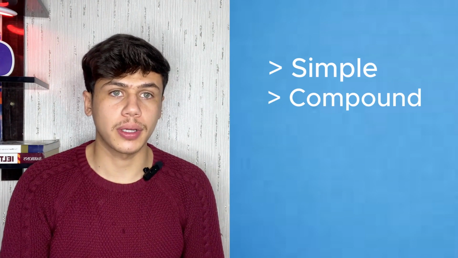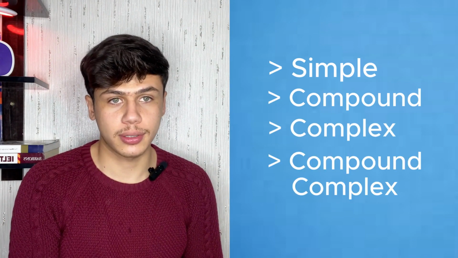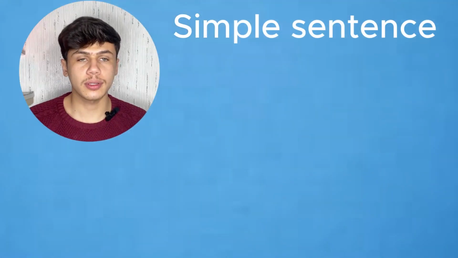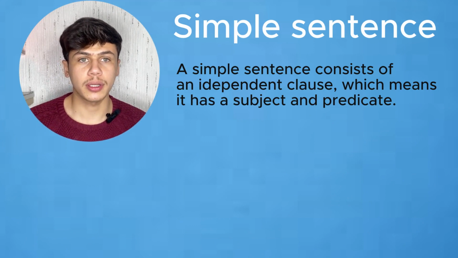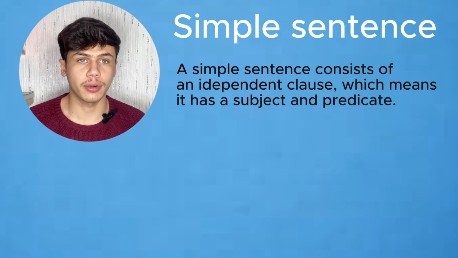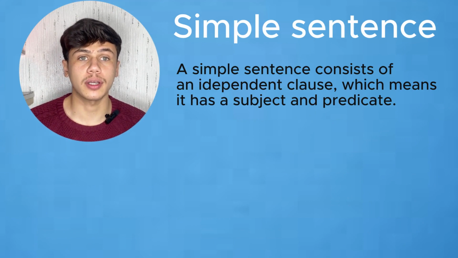According to structure, we have got 4 types of sentences, which are simple, compound, complex, and compound complex sentences. So let's get started with the very first one, which is simple sentences. A simple sentence consists of an independent clause, which means it has a subject and a verb and conveys a complete idea and a complete meaning.